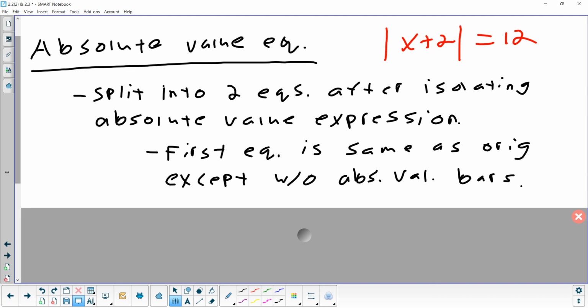Here's an example of one that is not isolated. Now you've got a times 3 on the outside of the bars. The first step would be to divide both sides by 3, to cancel the 3 on the left, and then get 4 on the right. Okay? Or if you had something like this, the first step there would be to subtract 4 from both sides, to get the absolute value by itself.